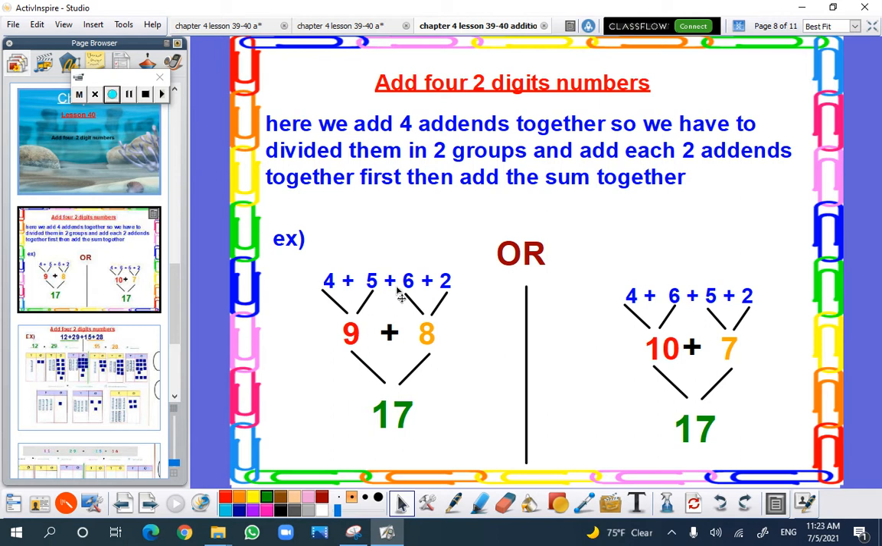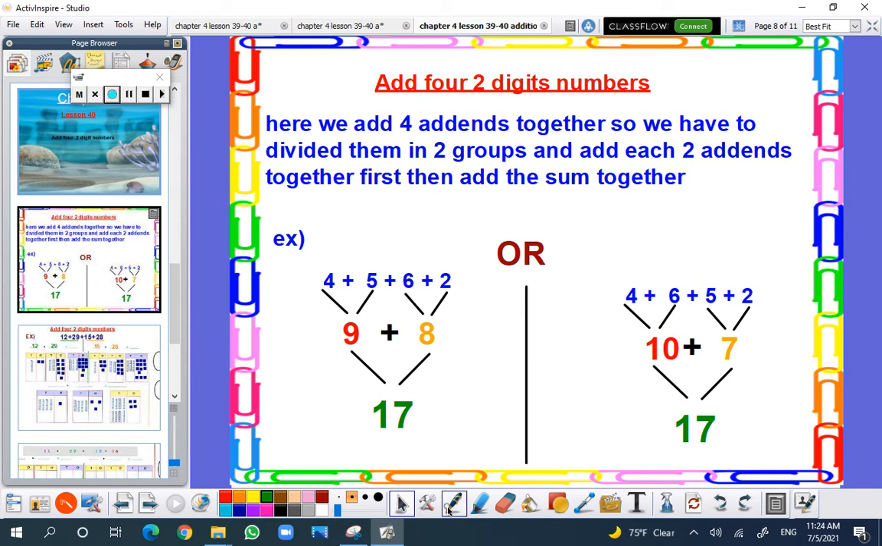So the first step, we have to divide them in two groups first. So I will divide them in two groups and add each two groups together, then add the sum of the first group with the sum of the second group together and give us the final answer.